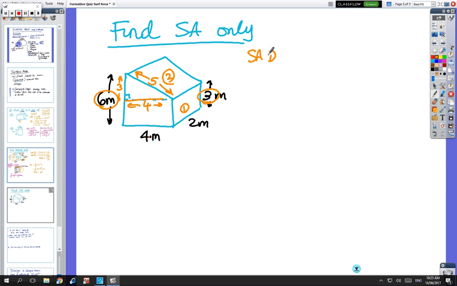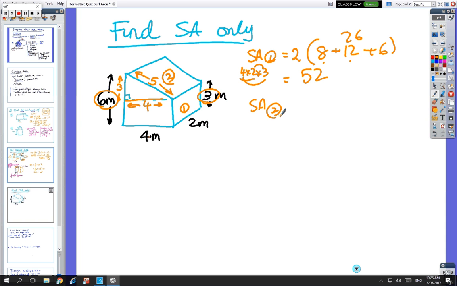So surface area 1. The bottom shape is a 4 by 2 by 3. So surface area equals 2 times 4 2s are 8s, plus 4 3s are 12, plus 2 3s are 6. So we've got 26. At the moment we've got 52, but there is a hidden shape. Some classes may not do it that way, but I'll subtract the hidden at the end.